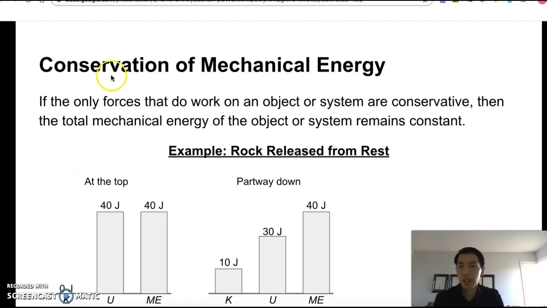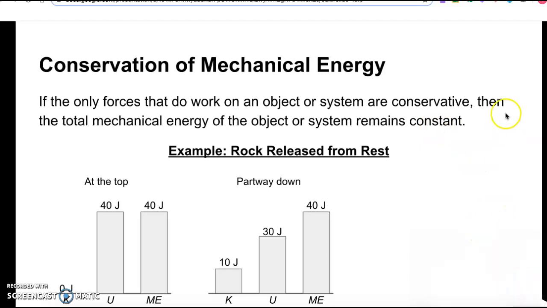Okay, so this principle, this conservation of mechanical energy, is saying that the total, the ME, has got to stay the same as long as it's only conservative forces. And for a rock falling down, gravity is the only force, and gravity counts as a conservative force. We are ignoring air resistance.